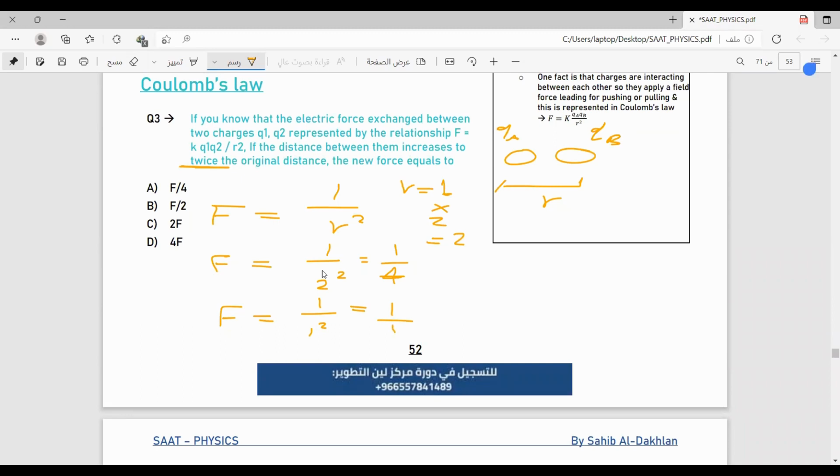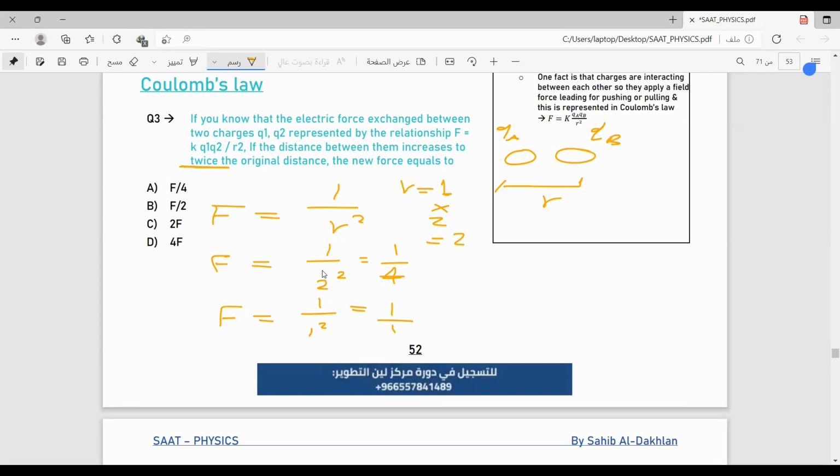So now, what do you think the change in the force is? Is it increasing or decreasing? If it is increasing, write 1, please. If it's not, write 2.